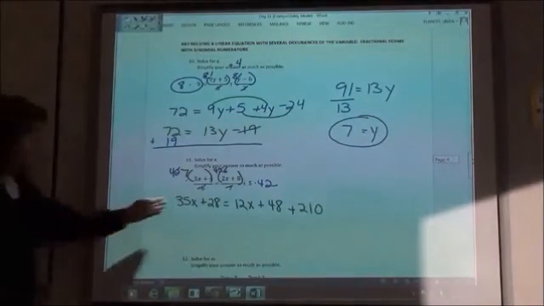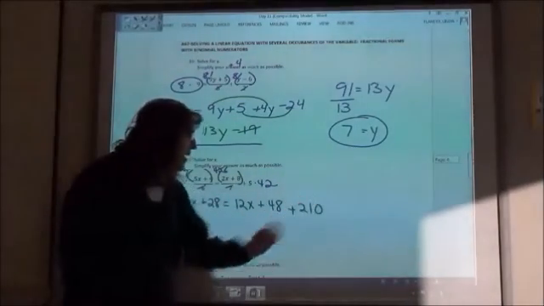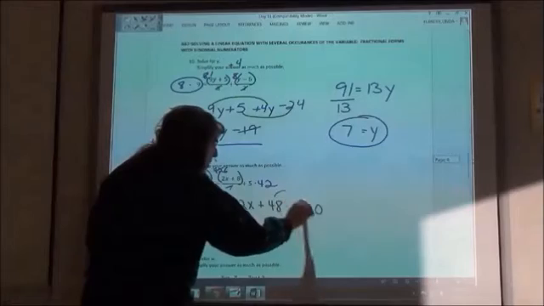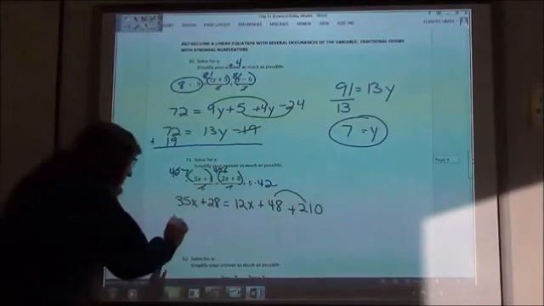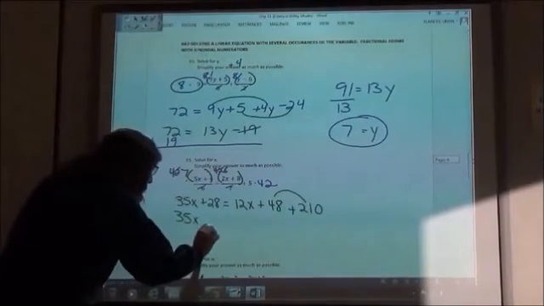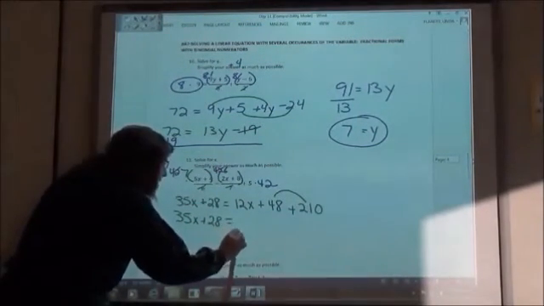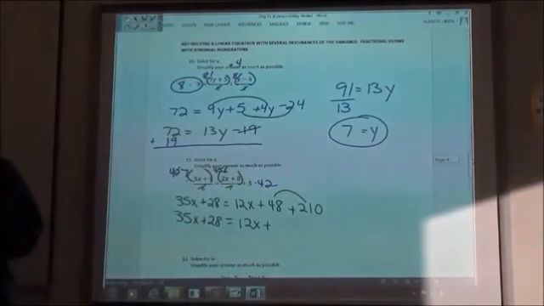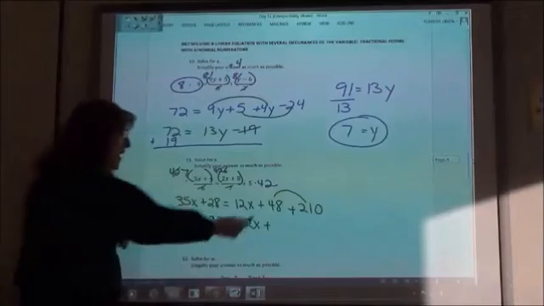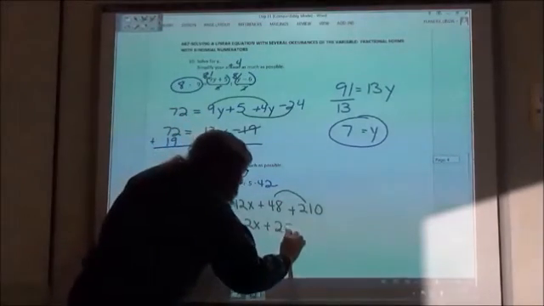So our left side only has the 2 terms, but our right side has 3 terms, which tells me I can put some stuff together. I'm going to add my numbers together, right? So 35x plus 28 is going to equal 12x plus 258 then, right? If I add 48 to 210, 258.